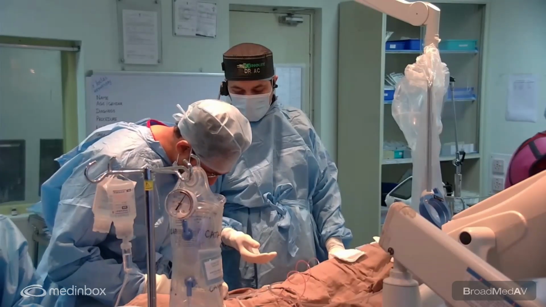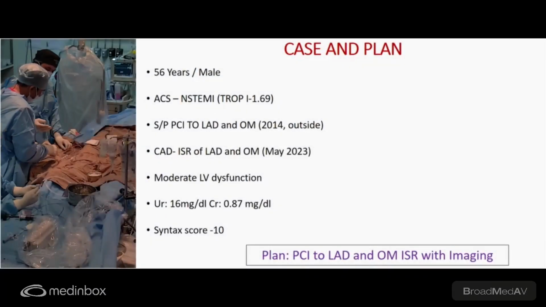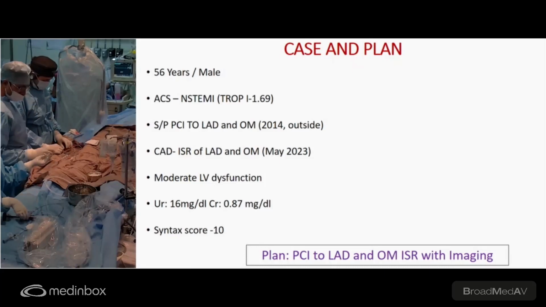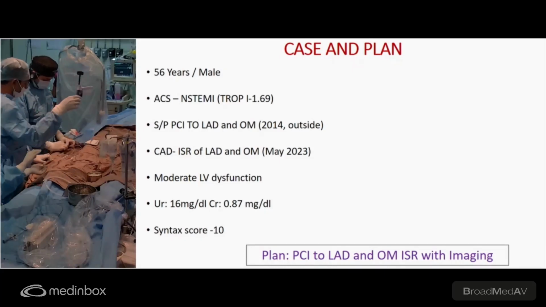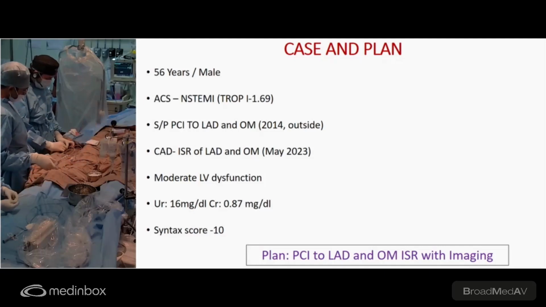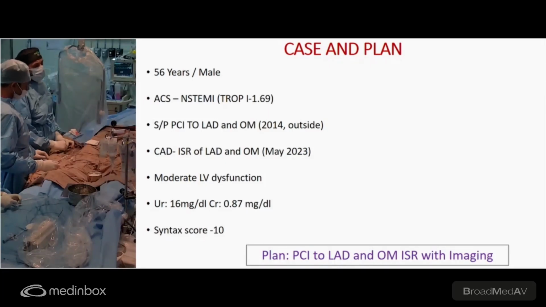He is an interesting gentleman, a 56-year-old male who came with non-ST elevation with a troponin of 1.69 yesterday night. He had a previous angioplasty to the LAD and obtuse marginal in 2014 in an outside hospital. We'll show you the angiogram, and what it shows is an in-stent restenosis of the LAD and the OM. There's a moderate LV function, which is about 40%. Renals are good, and the SYNTAX score is 10.